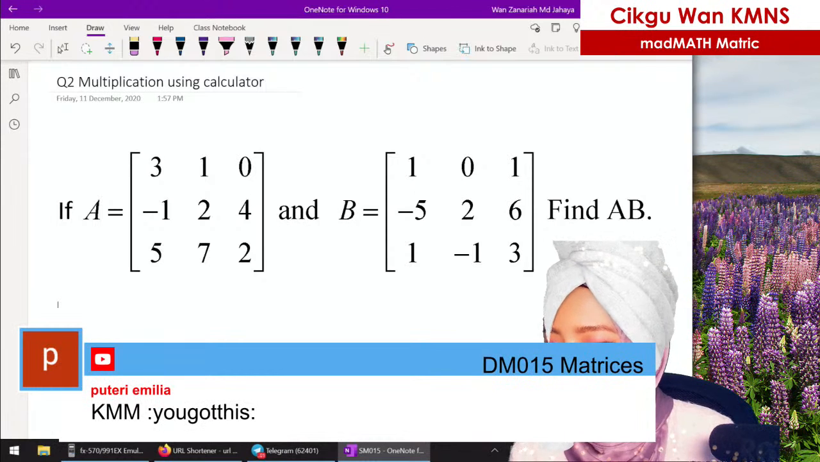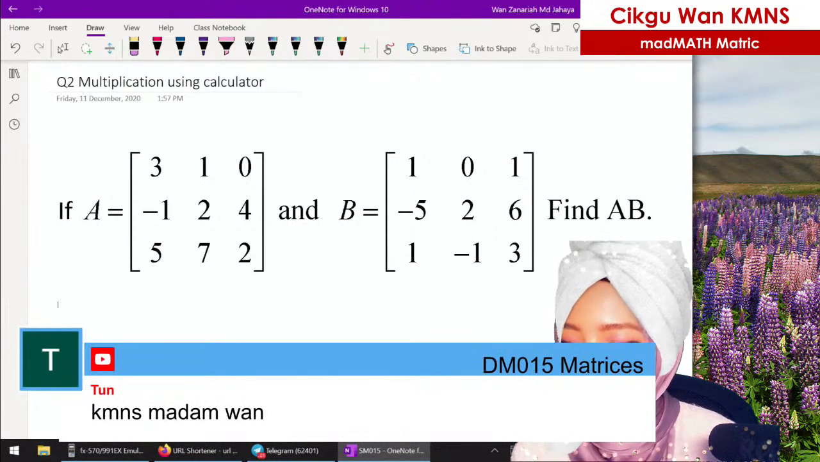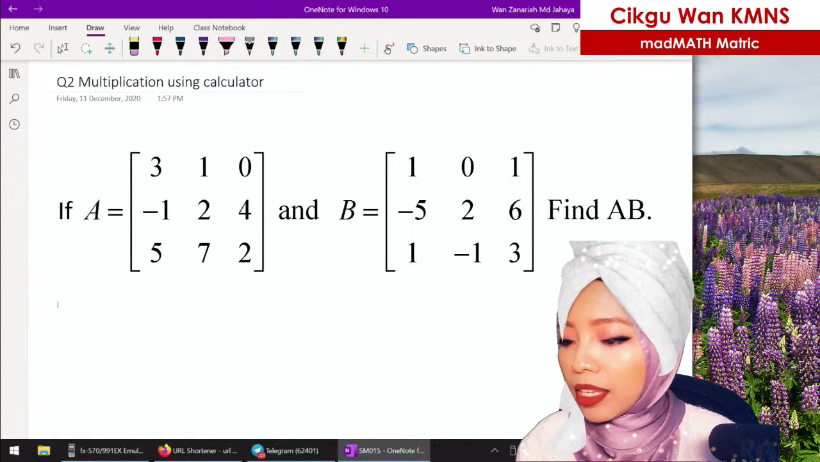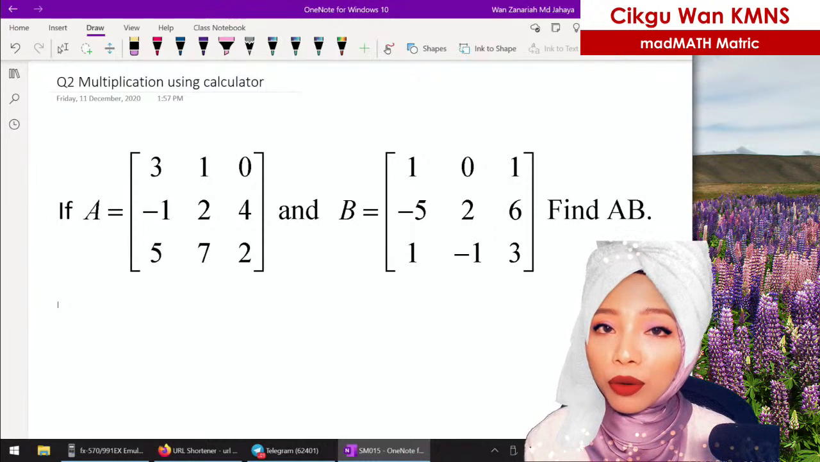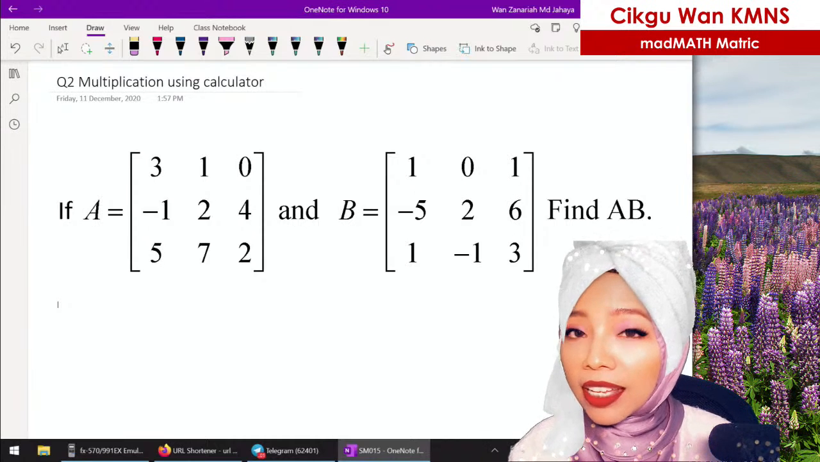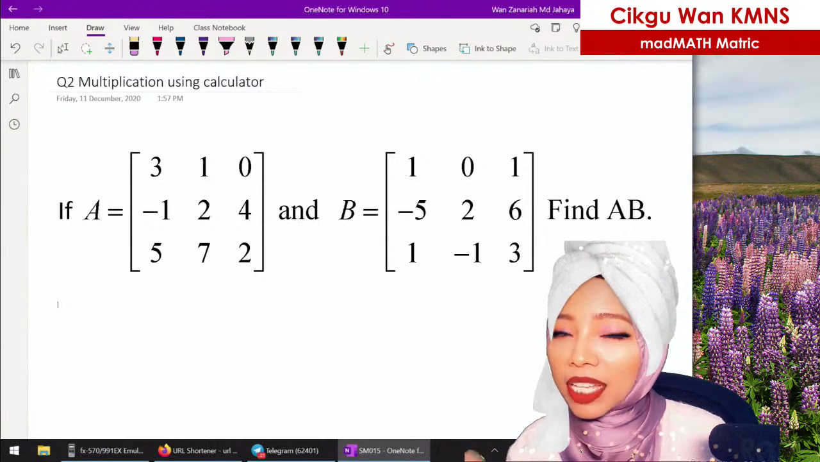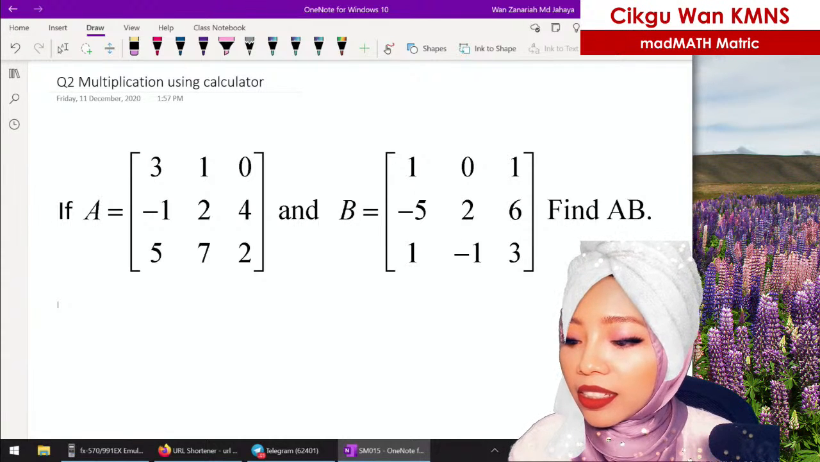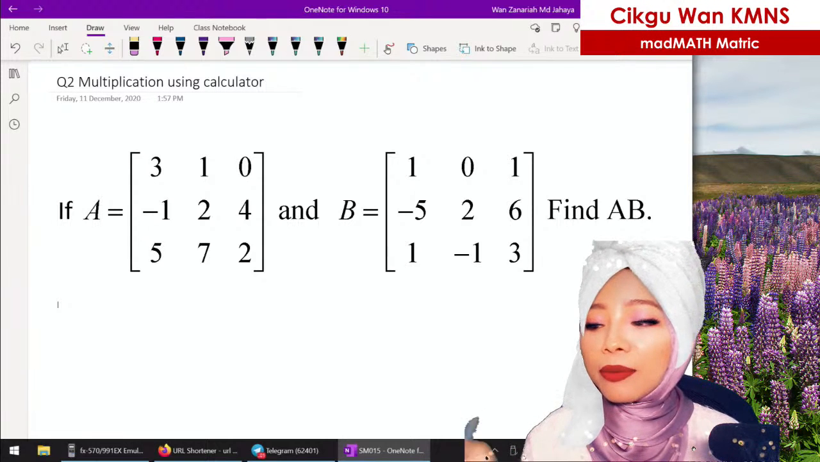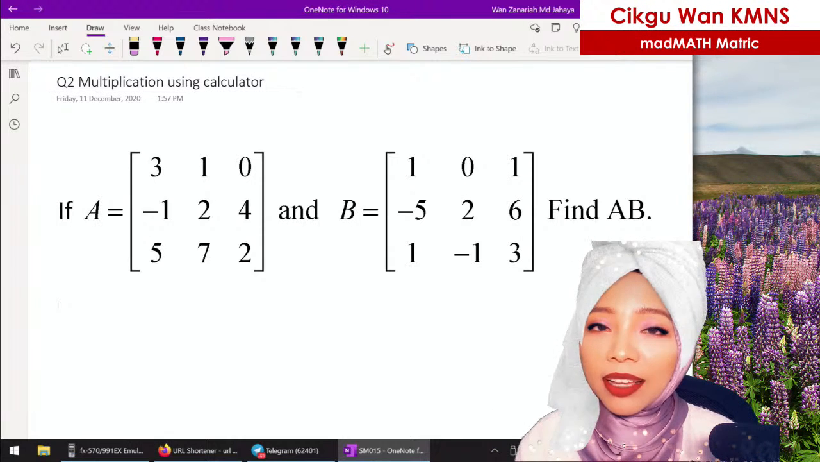Okay, alright. So, let's look at this example. Multiply matrix A times matrix B. I just call it AB. Before we go any further, kita kena check dulu order dia betul ke, boleh dibuat calculation ke tak. Kalau order dekat tengah tu tak sama, the column on the first matrix tak sama dengan row dekat matrix yang kedua, kita tak boleh nak buat multiplication.